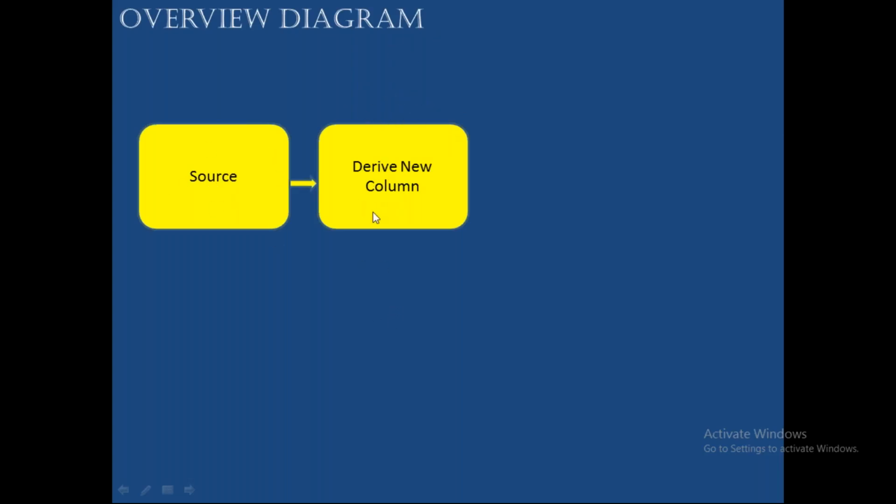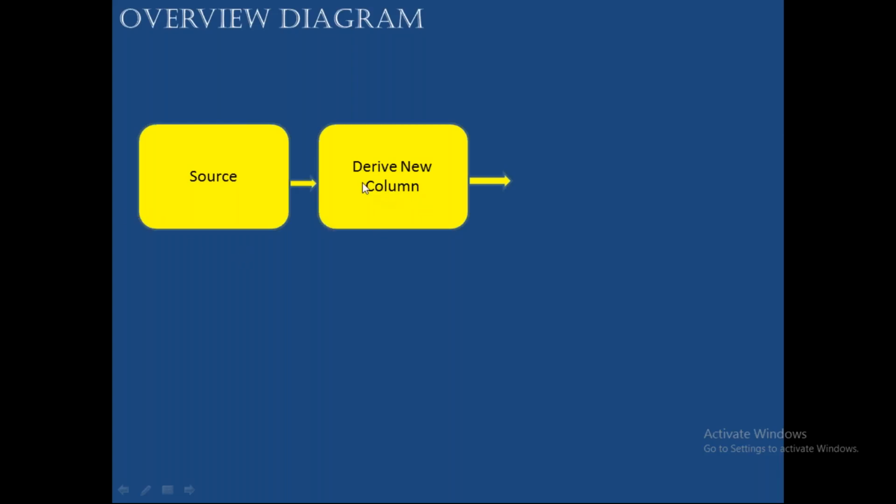I will just include the activities. So source, I will just read the source data. I will add the new column to the source data, whatever I read. When I add the new column, I am going to derive how I need to populate the data for this.